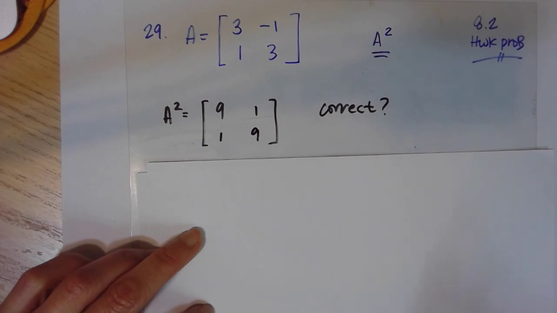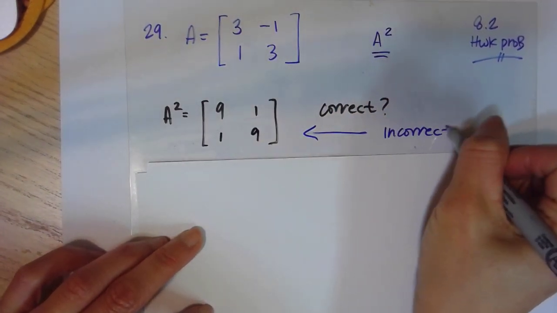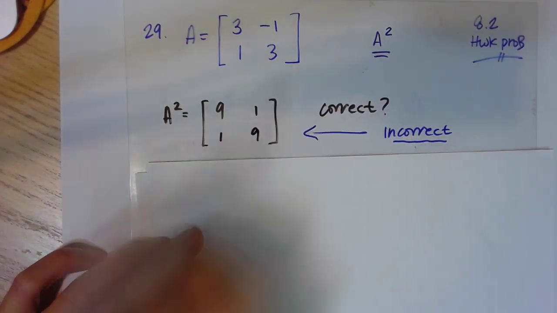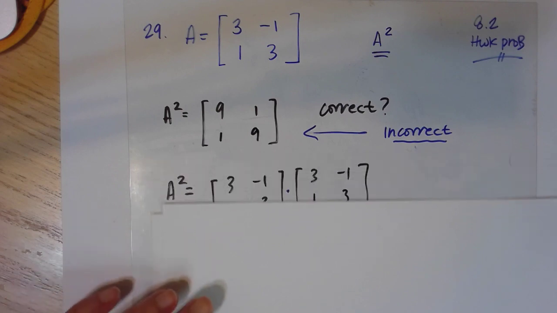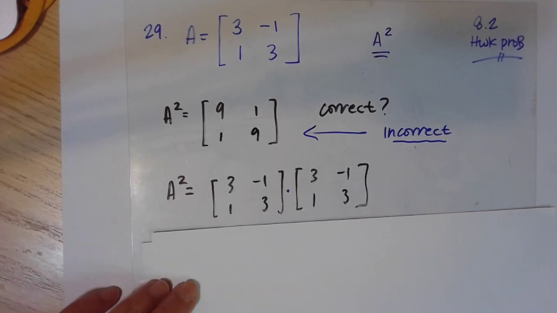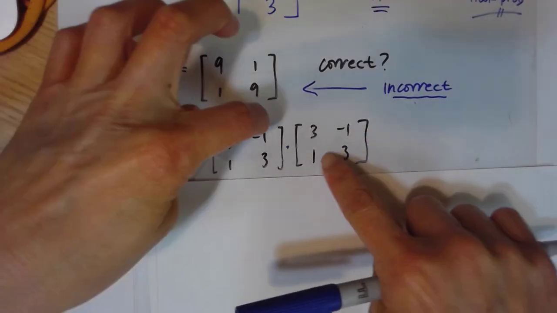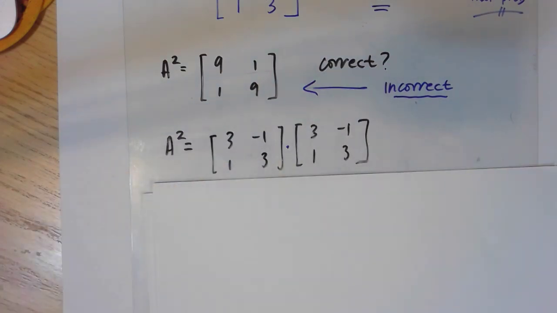I hope you don't make this mistake. This is definitely incorrect, right? It looks like the student squared each of these elements, which is a no-no. How should he have attacked it? Of course, you would do this, and you would have to do the actual dot matrix. So 3 times 3, negative 1 times 1, negative 1 times 1, and 3 times 3. Did you guys get something?